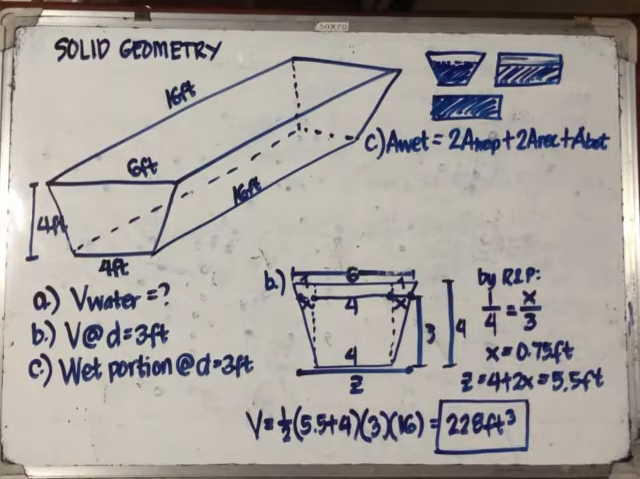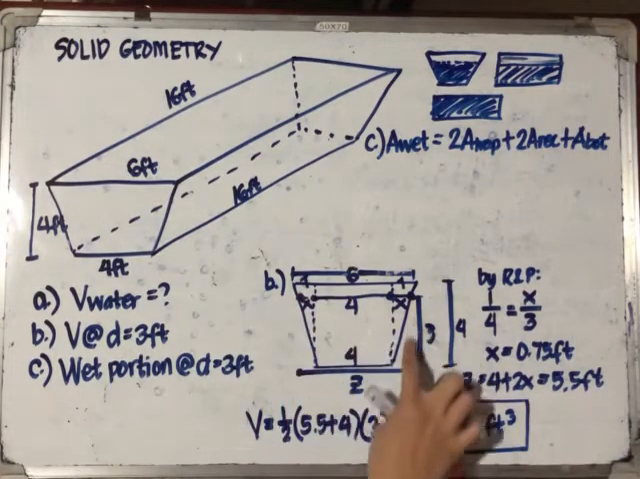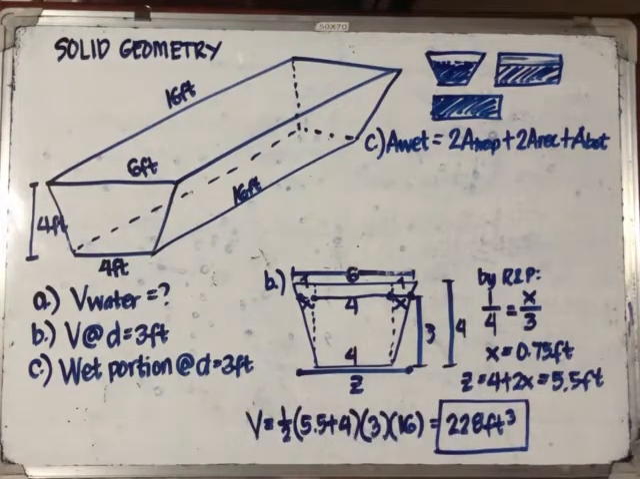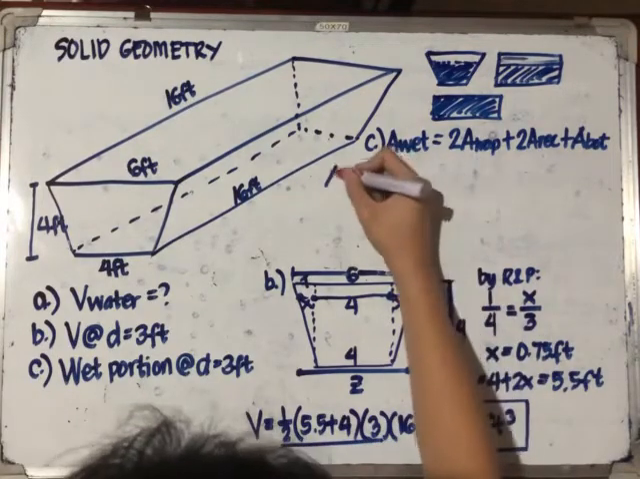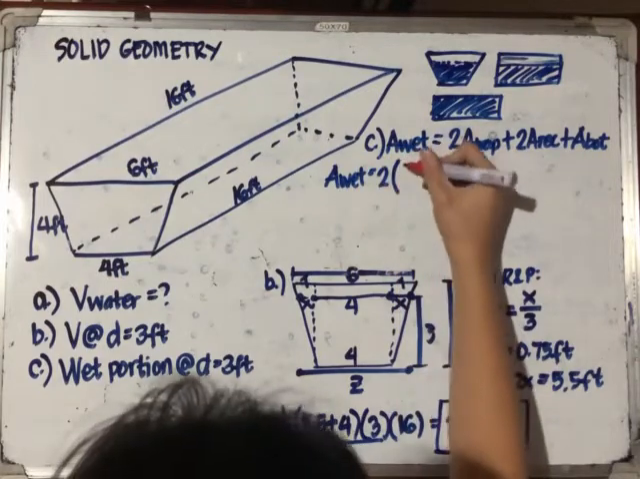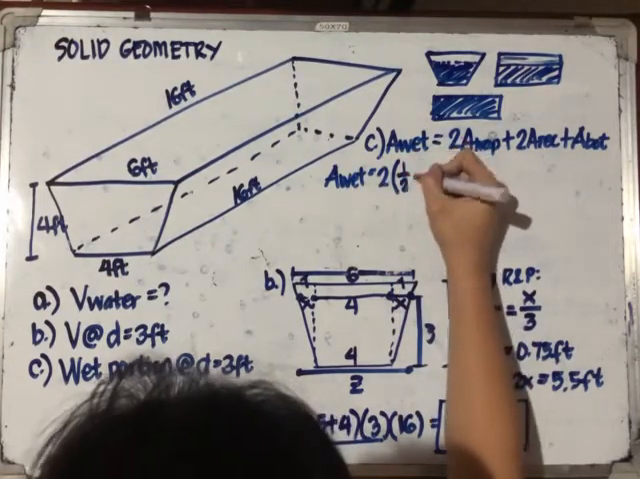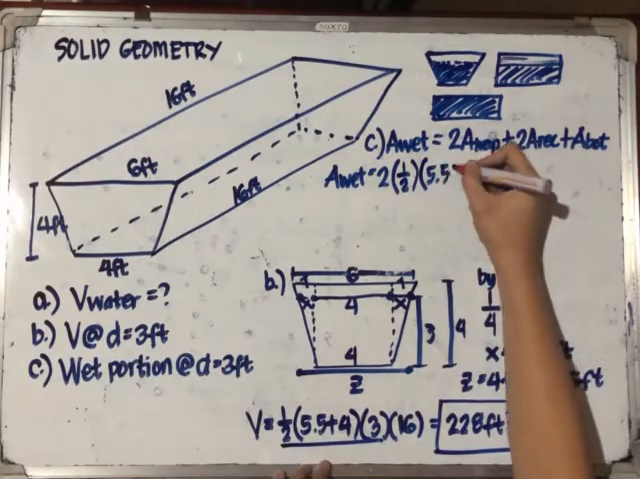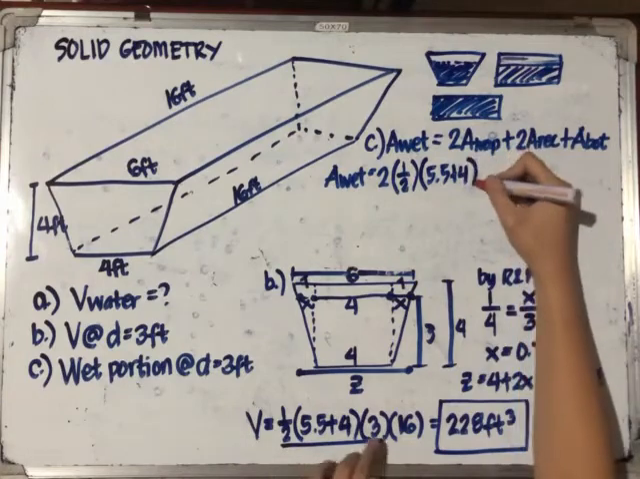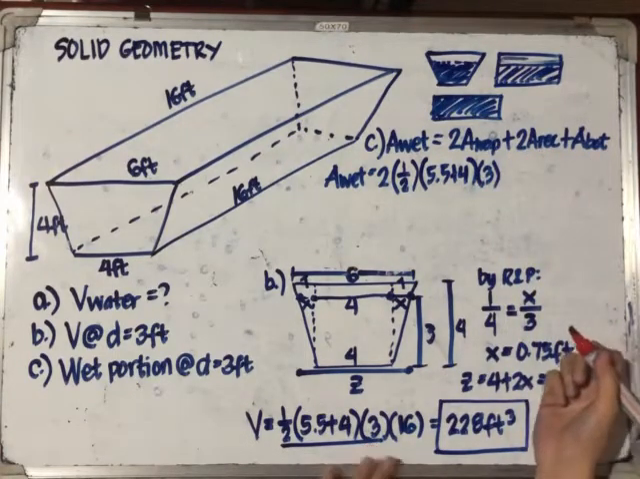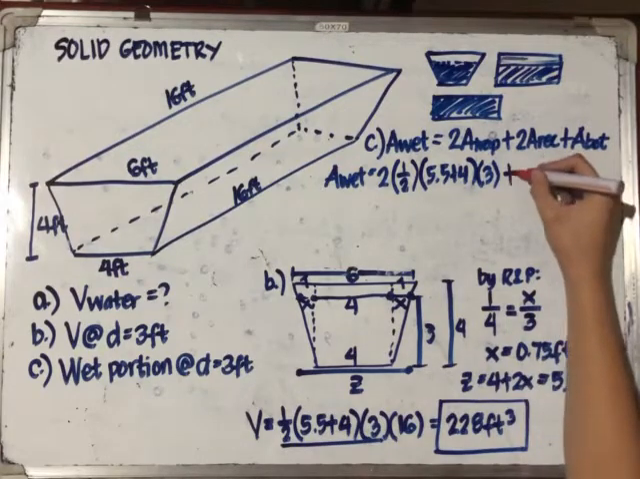Alright. So, the area of our trapezoid, we have already computed its parts here, right? So this part is the area wet, right? So this would be area wet, 2 times 1/2, 5.5 plus 4, times 3. Up to here only. Correct? Then, we have the area of two rectangles.